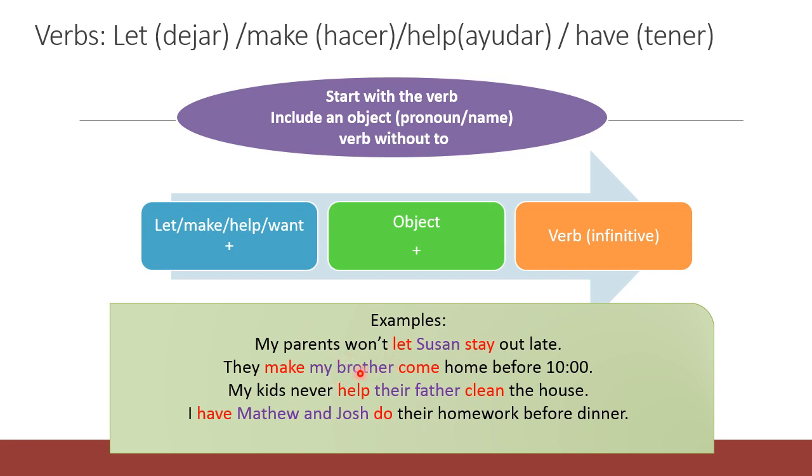My kids never help their father clean the house. So here we're talking about the person. And in the last example, we can have different names. I have Matthew and Josh do their homework before dinner. So remember, the object can be an object pronoun, a name, or a person.